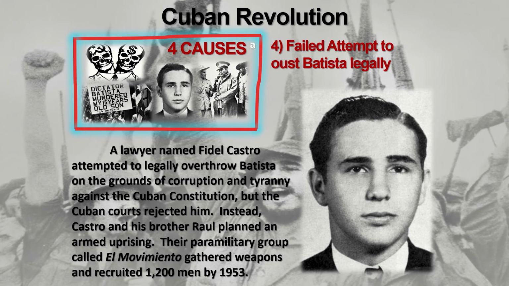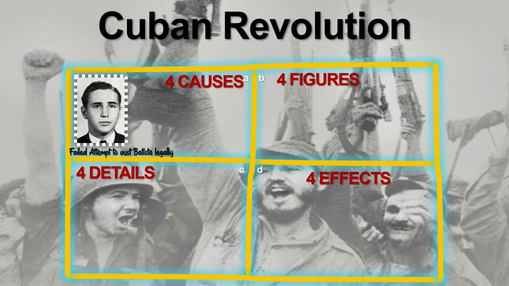This is cause number 4. A young Fidel Castro is pictured here. He tried to legally overthrow President Batista. Didn't work out, so he turned to an armed uprising instead. As we go through each slide, students will cut out the picture, label it, and put it in the correct box, and then we'd move on.